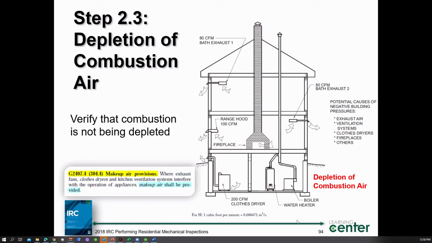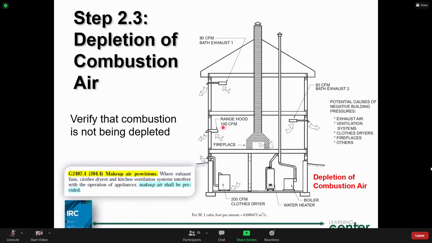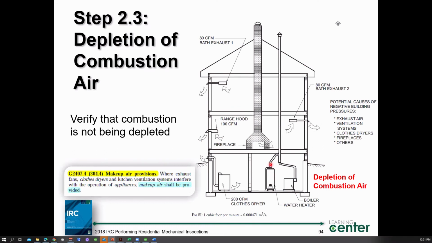I believe you have a picture of this in your workbook. This is called depletion of combustion air. Look at the lower right-hand corner of this section view of the house. I've got a boiler here, a hot water boiler, category 1 appliance, needs combustion air. I've got a water heater with a draft hood, category 1 appliance. I need combustion air to be brought in from probably the outside.